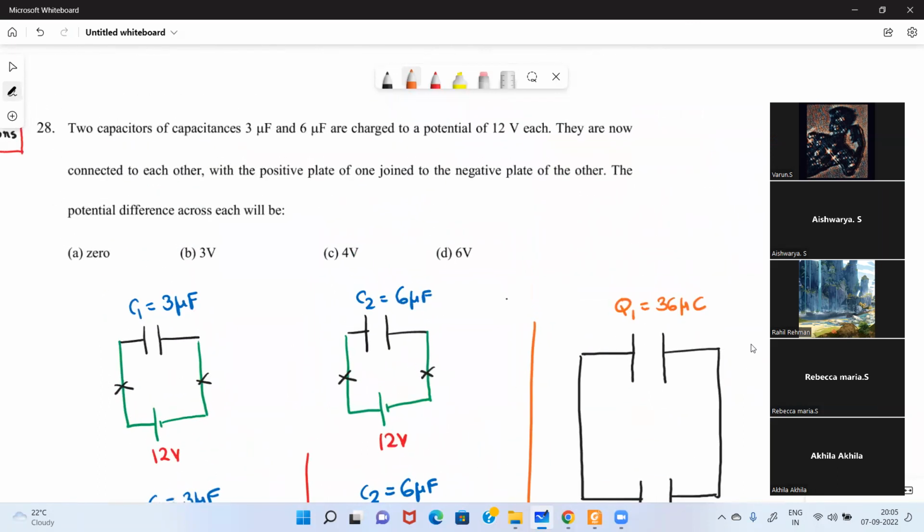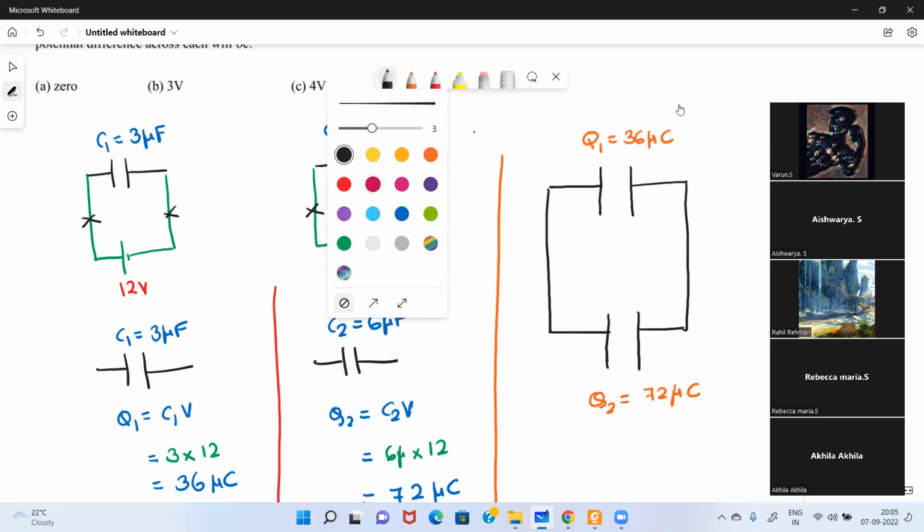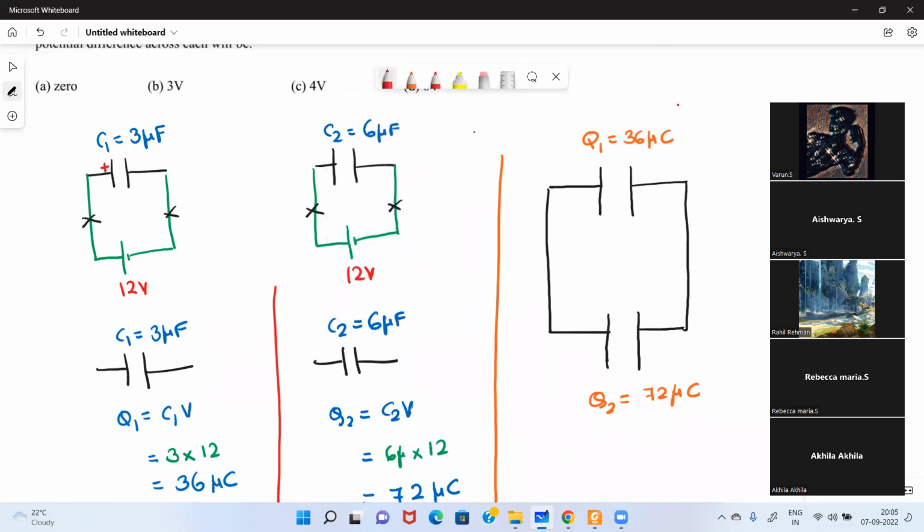Important point to be noted in this question is, the positive plate of one is joined to the negative plate of the other. So whenever you have two charged capacitors, the plate which is connected to the positive terminal of the battery would be positively charged, and the plate which is connected to the negative terminal of the battery will be negatively charged on both the capacitors. Agreed?